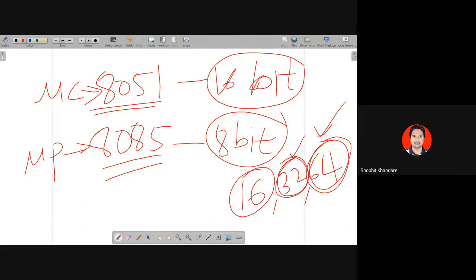Processing power. Yes. Sir, 64 bits of data will flow at one time, and it will process only 32. Yes, that is very close to the answer. I will give you the explanation.